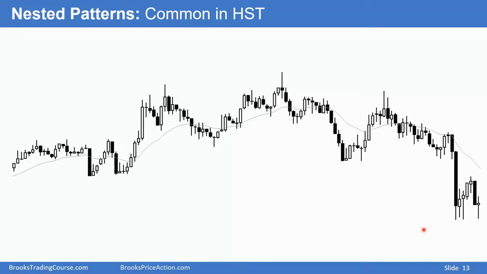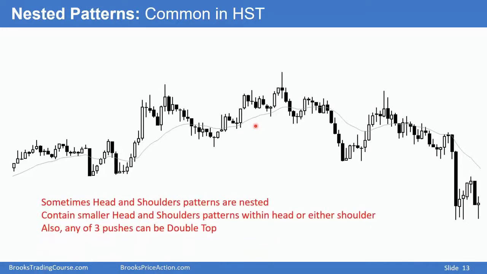Nested patterns, a pattern within a bigger pattern, are common, and they're especially common with head and shoulders tops and head and shoulders bottoms. Here we have a head and shoulders top, a weak bull trend: left shoulder, head, right shoulder. But look at that left shoulder. Within it, there's a smaller head and shoulders top. Hard to see the right shoulder, but there it is.